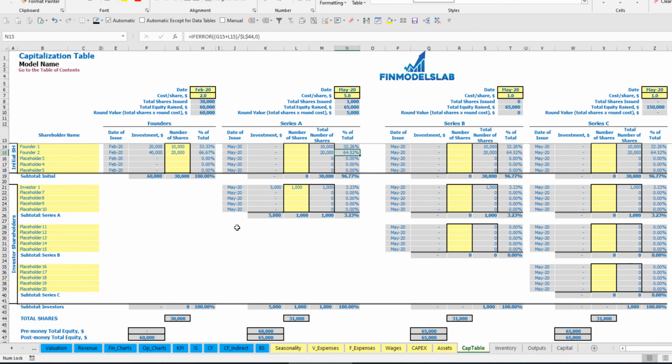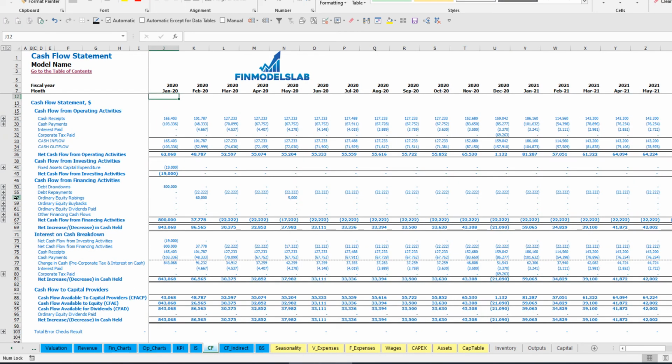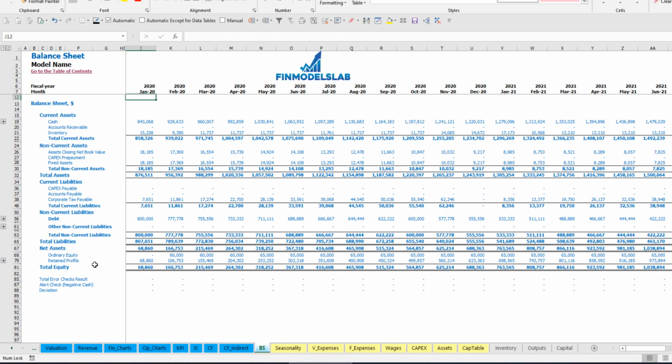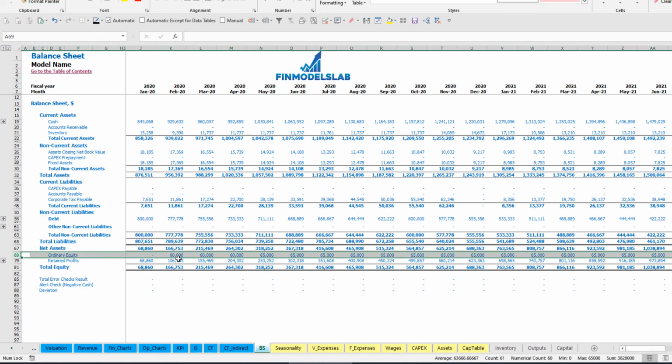46.52%. You can also input some amounts for Series B and Series C. The same way you can set up the date, cost of share, and up to 5 investors, up to 5 placeholders for number of shares. The amounts of funding you may see in the cash flow, in the ordinary equity raisings, and you may see the balance sheet, which shows you the total equity by months.